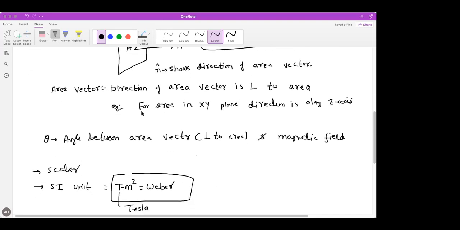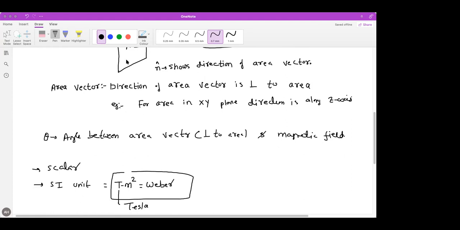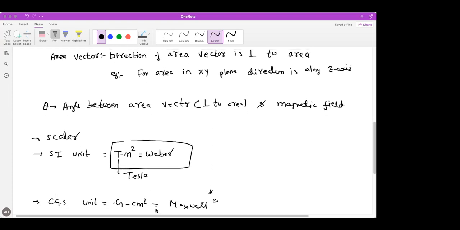No, Noor, Weber is the SI unit. Maxwell is the CGS unit. Tesla meter square is Weber. CGS is Gauss centimeter square, which is Maxwell. So this magnetic flux is a scalar quantity.